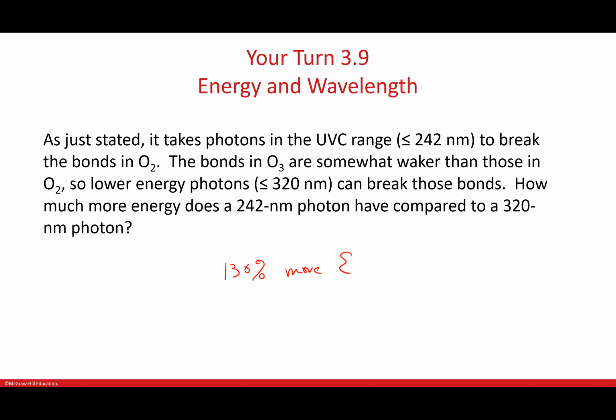How do you know to divide 320 by 242 and not the opposite? Well, if you did the opposite, go ahead and divide it. In that case, we would say that the UVB is 75% of the UVC. So there's nothing wrong with doing the other ratio. We just have to say it differently.